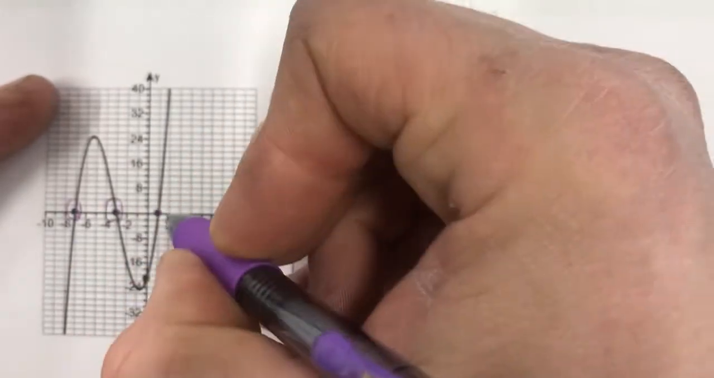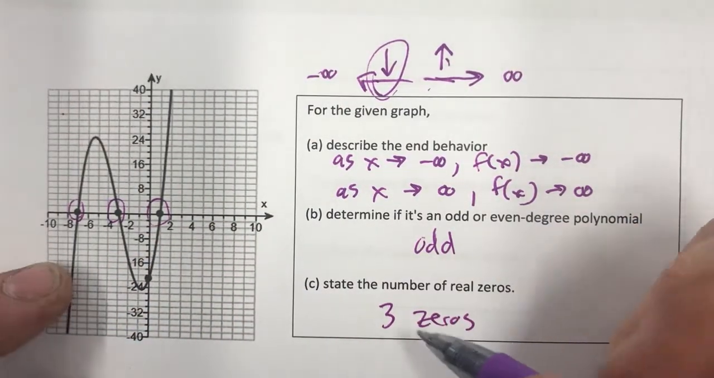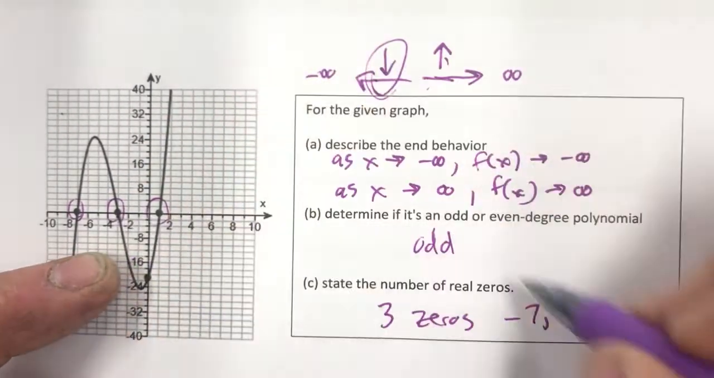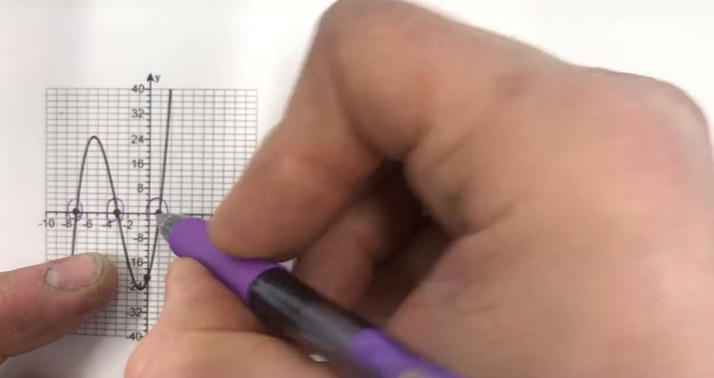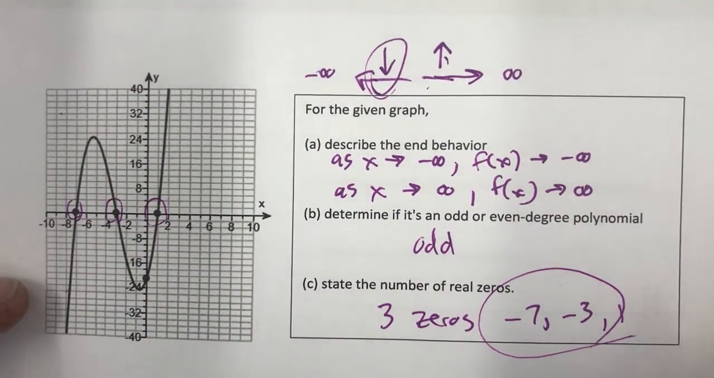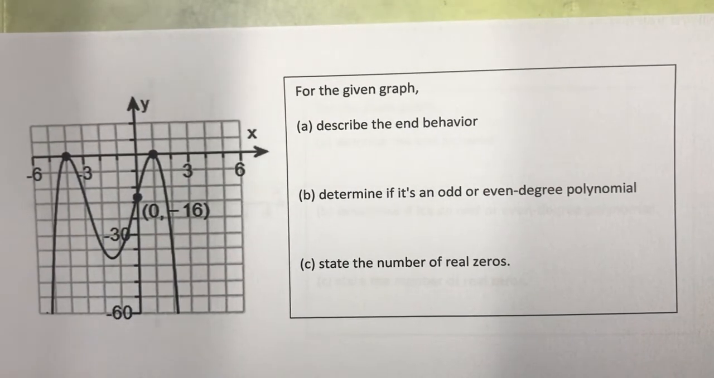And then the number of zeros, looks like I have 1, 2, 3 zeros. Now this is -7, this looks like -3, and this zero looks like +1. So there's my 3 zeros right there. Okay, here's another one. Okay, describe the end behavior.